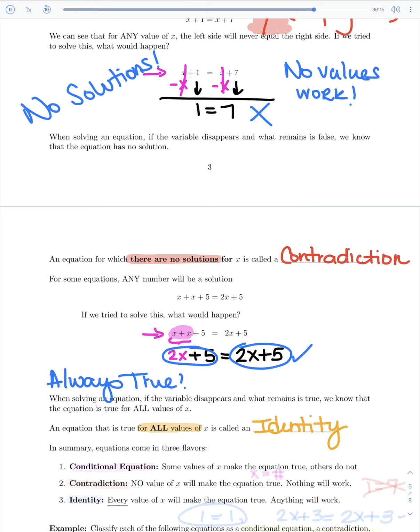So let's do a quick summary. There are equations that only work for a couple answers. That's what's called conditional. And your answers will look like x equals some number or numbers. Or you could have a contradiction. A contradiction is something where nothing works. You get a weird answer like 1 equals 7, and we know that that's never true.